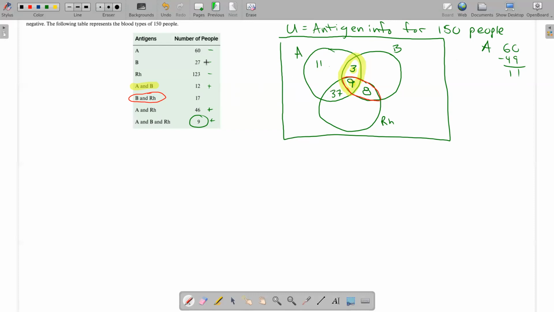B, there should be a total of 27. I've accounted for these 17, 18, 19, 20 of those 27. So I believe there should be 7 here.